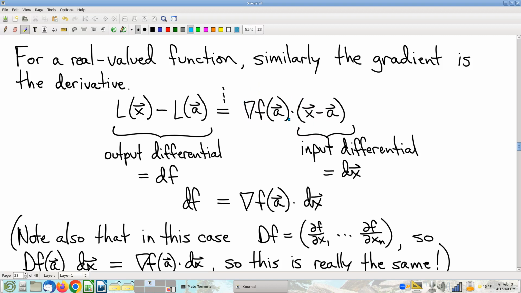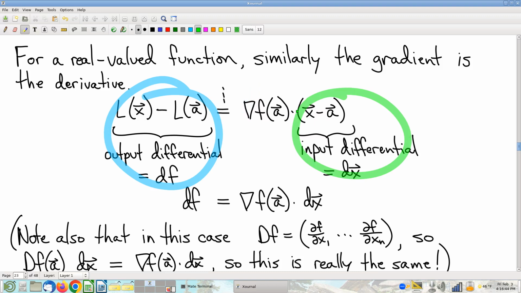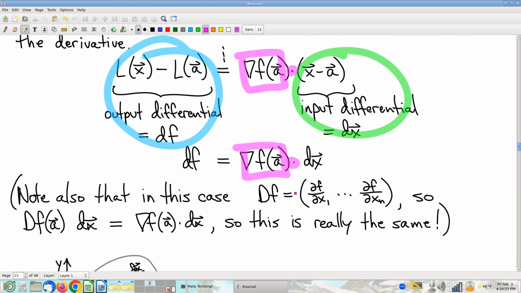And then again, well, there's an output change, there's an input change. Maybe I should view the gradient, not the derivative matrix in this case, as being the derivative. So we seem to have two candidates for the thing that turns input changes into output changes. Is it the gradient or is it the derivative matrix? Which is it? And the answer is it's both. Take your pick. It's morally the same thing anyway.